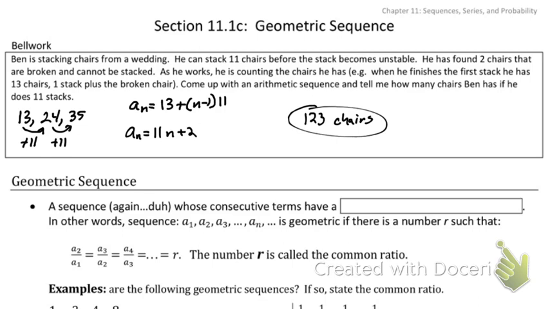Yeah. Number 15. So number 15 says, a 5-year-old child receives an allowance of $1 per week. His parents promise him an annual increase of $2 per week. Write a formula for the child's weekly allowance in a given year. Explicit. What will the child's allowance be when he's 16 years old?